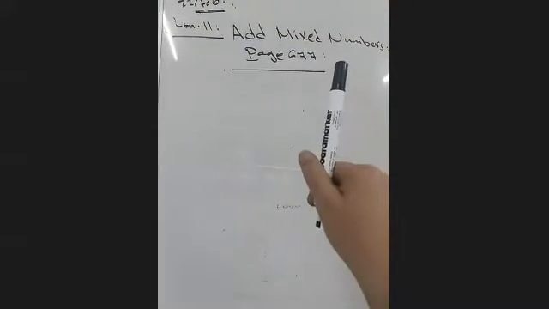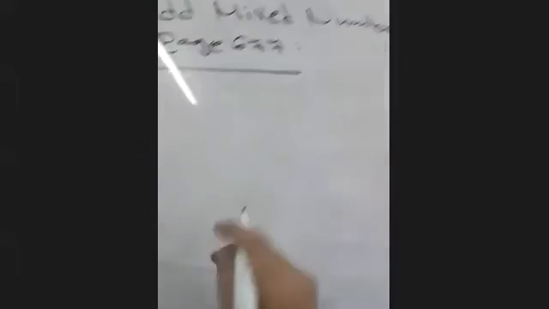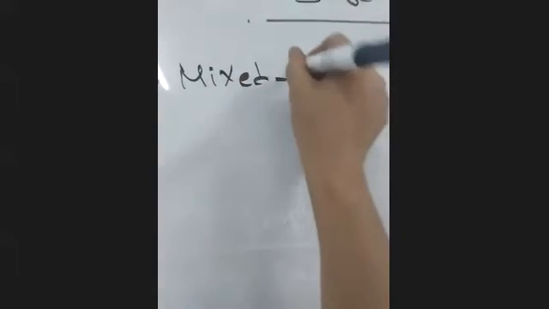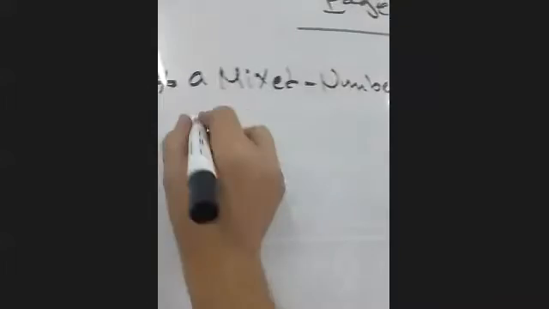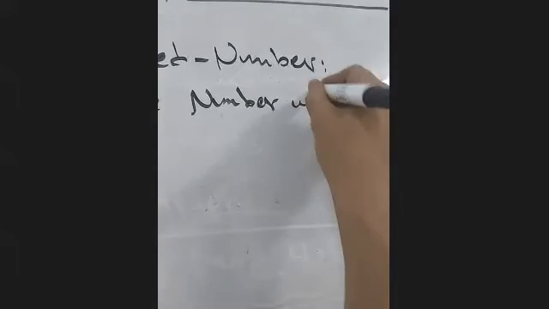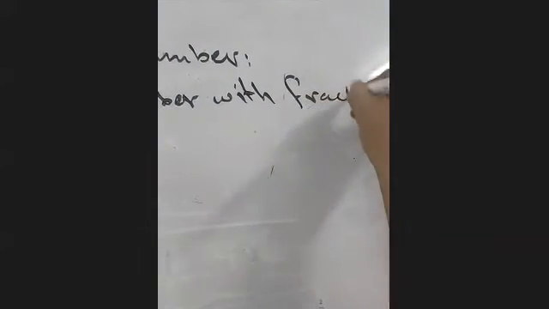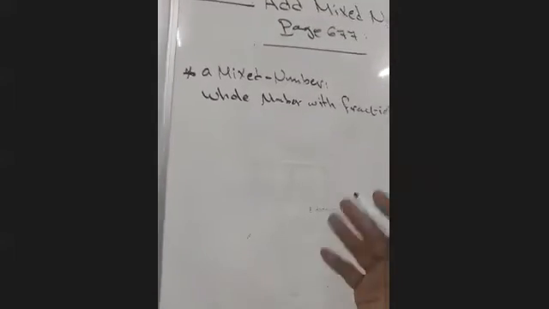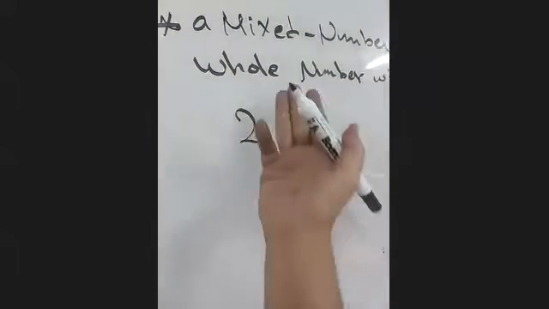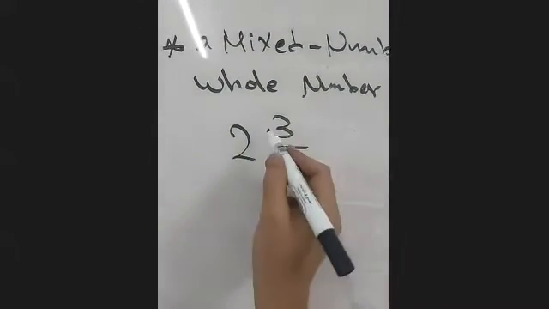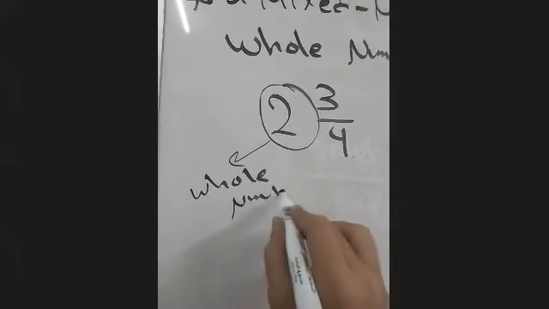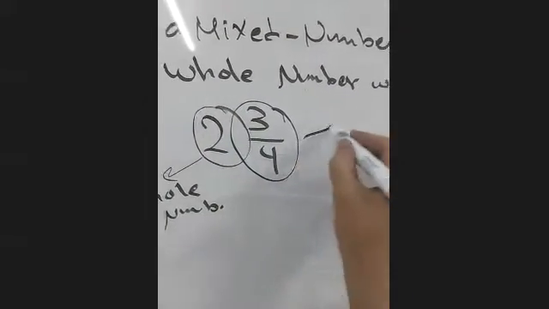Today, we will add mixed numbers, but before we add them, what is the mixed number? A mixed number, guys, is a whole number with a fraction. Like, for example, 2 and 3 over 4. This we call a mixed number. The 2 is the whole number, and 3 over 4 is the fraction.